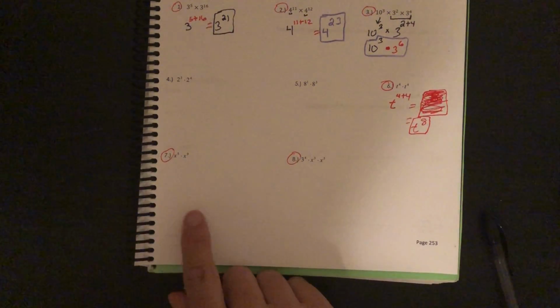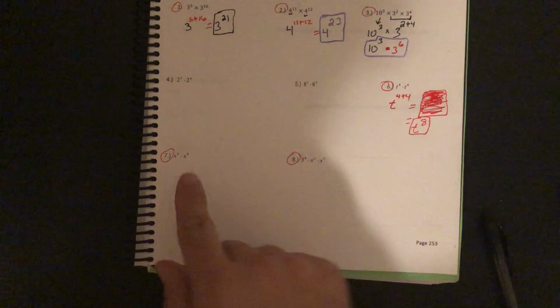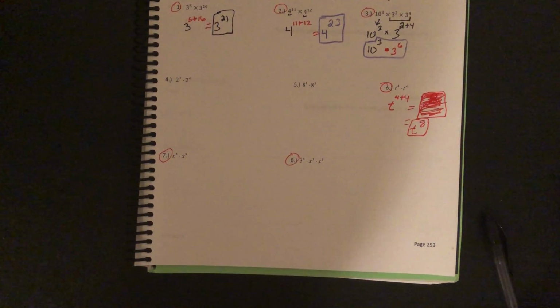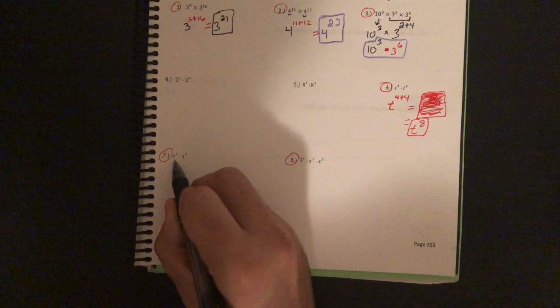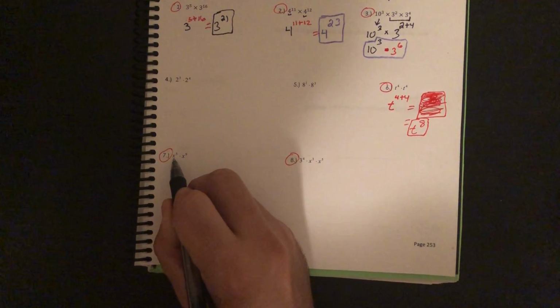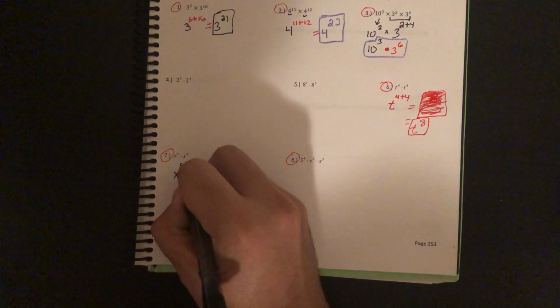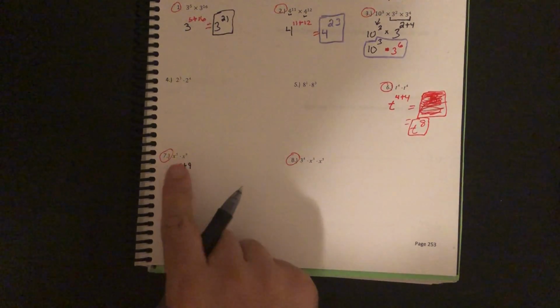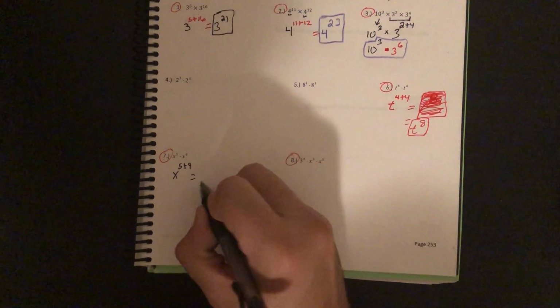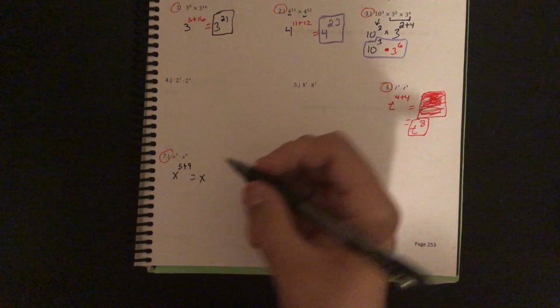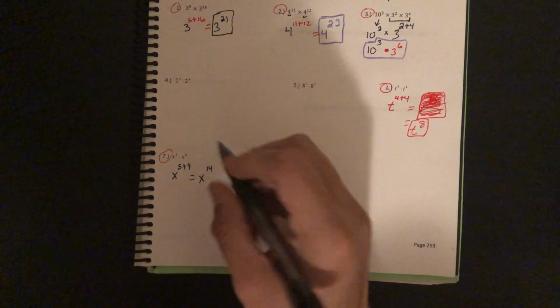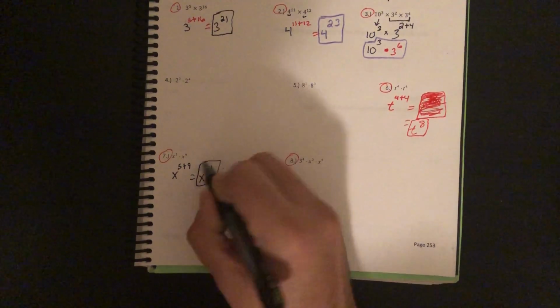Once again, I have the same base, which in this situation is the same variable, okay? So instead of leaving it like this, I can just write x to the power of 5 plus 9, because I can add the exponents together. So 5 plus 9 is just 14, so my final answer is x to the power of 14.